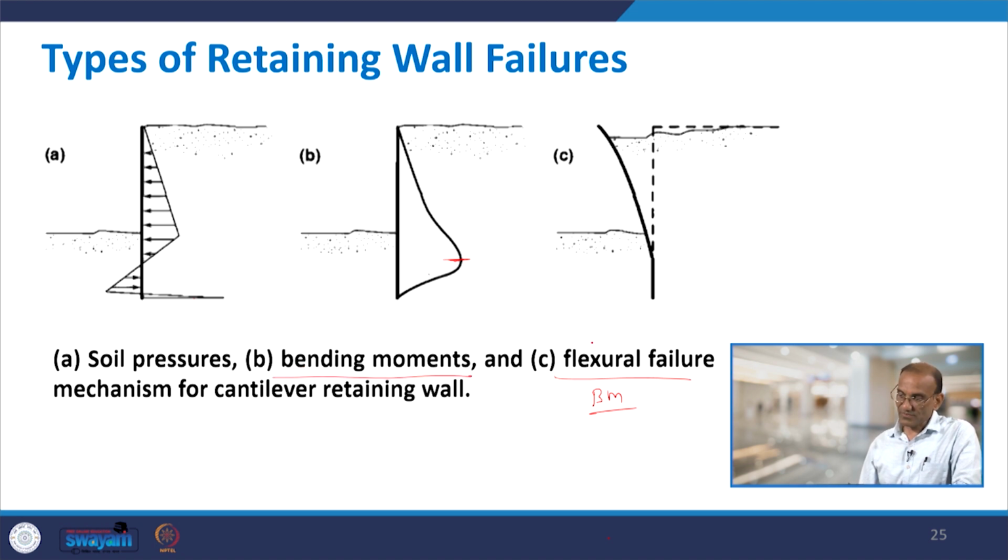Then you have flexural failure mechanism here, where what is happening, the wall gets tilted and the maximum is happening at the top part of this one. So, depending on when we talk about design or failure, naturally the maximum value will govern. In this case it will govern here, in this case this will govern here, this will govern the design.